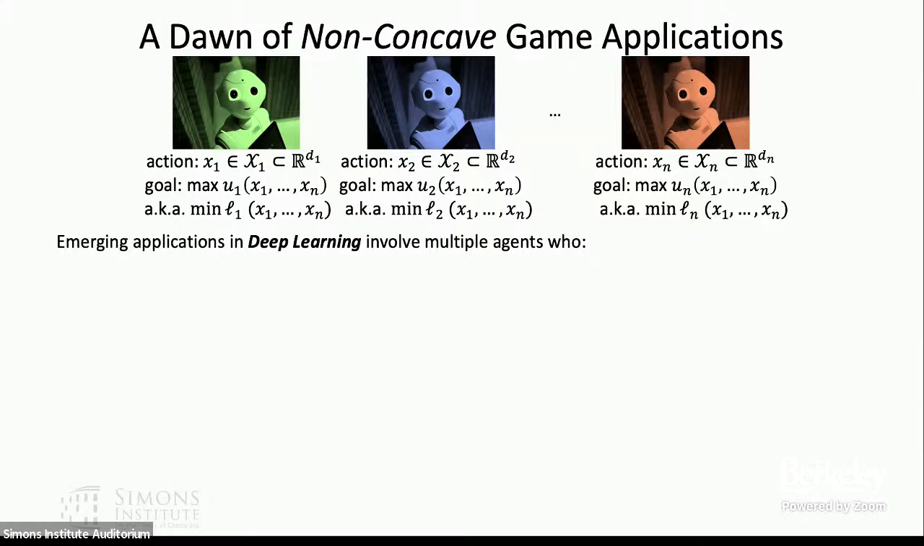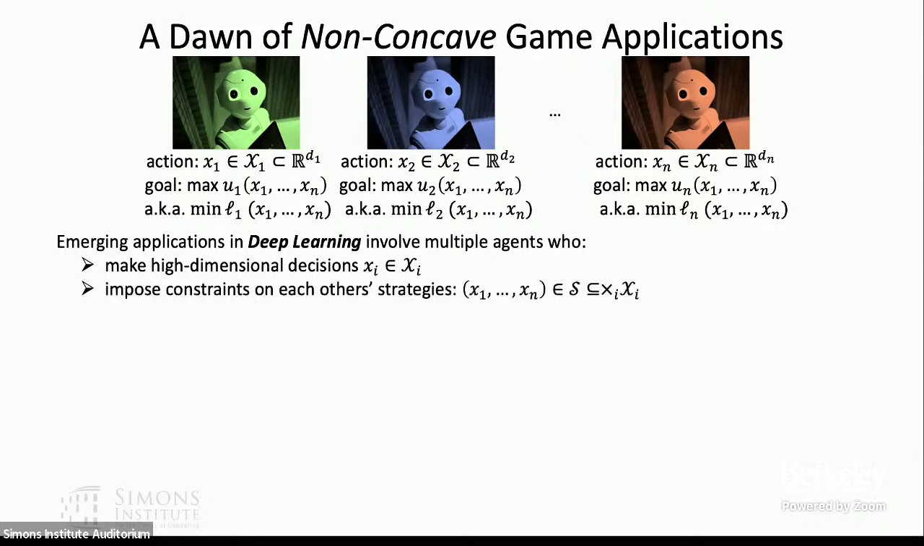Okay. Now, the types of applications I had on the previous board, as I was saying yesterday, and I repeat today, involve situations where the decisions are high dimensional and continuous. Agents may actually even impose constraints on what actions are available to others. So I will generally be representing the constraint set of the actions as calligraphic S. I'm going to assume it's compact and convex.